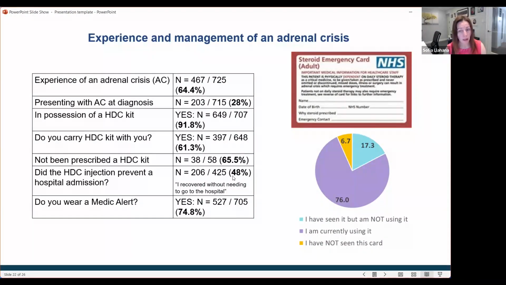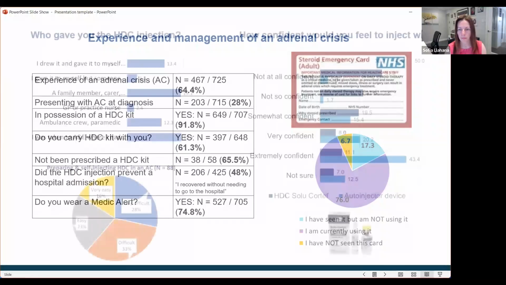And almost 50% of people said that they recovered after giving themselves an injection or having an injection and did not need to go to the hospital. So again, that shows the significance of having a prompt hydrocortisone injection.